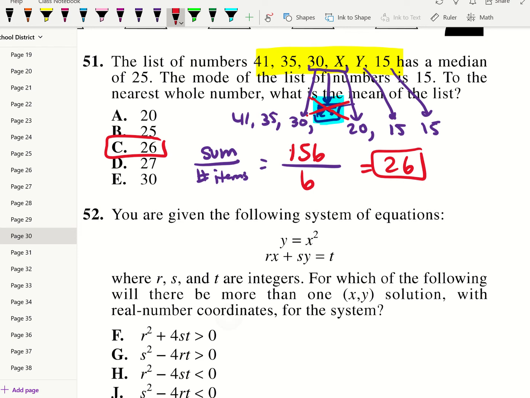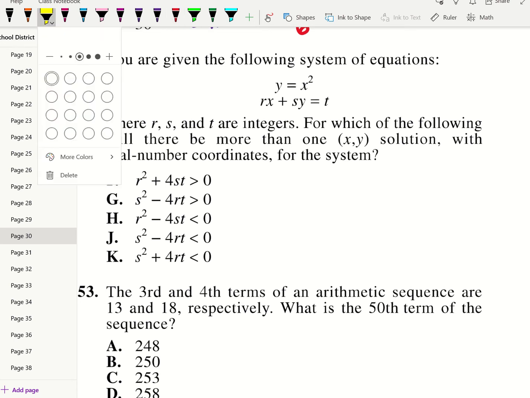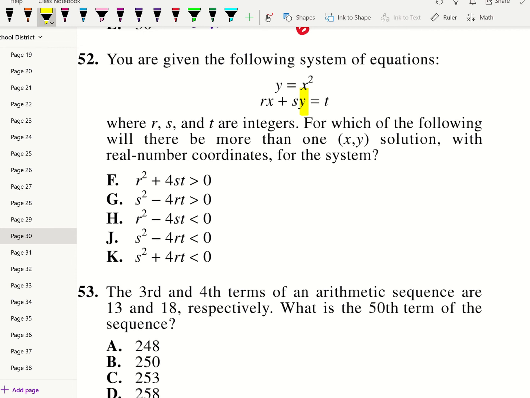Number 52, we have a system. I want there to be more than one solution for this system. Now, looking at the equations, I notice each one has both x's and y's. That's not a very easy way to manage something, so what I decided to do is to take this y value and replace it with x squared, since y is equal to x squared.